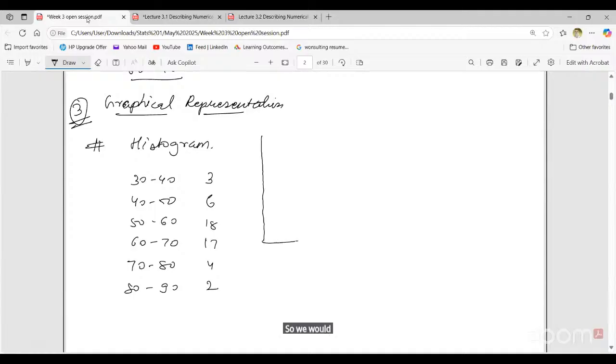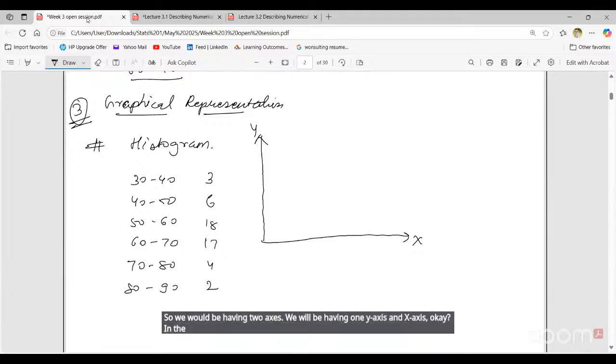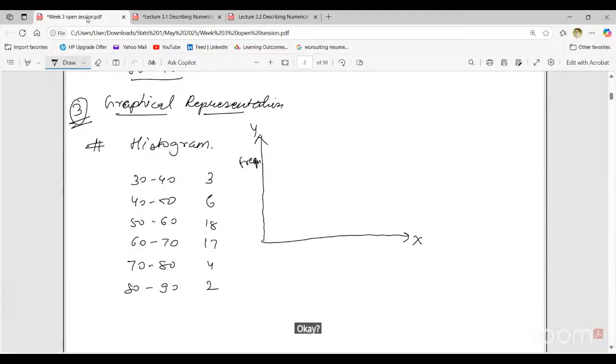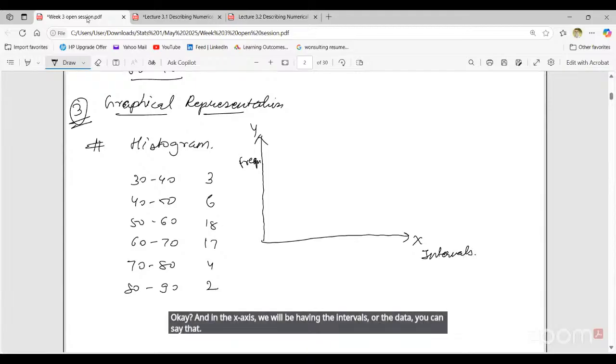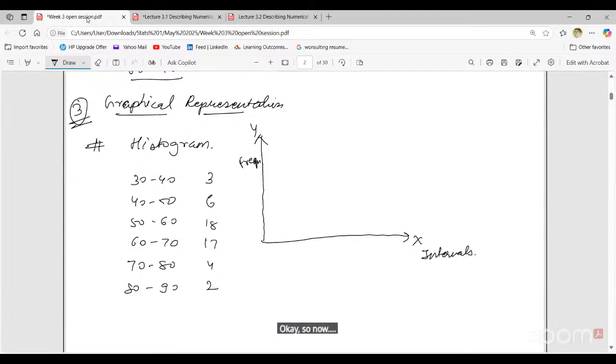So we would be having two axes, one y-axis and one x-axis. In the y-axis, we will have the frequency, and in the x-axis, we will have the intervals or the data. The values are 30, 40, 50, 60, 70, 80, and 90. These are my values, the intervals, or you can say the data values. Now, what are my frequencies?